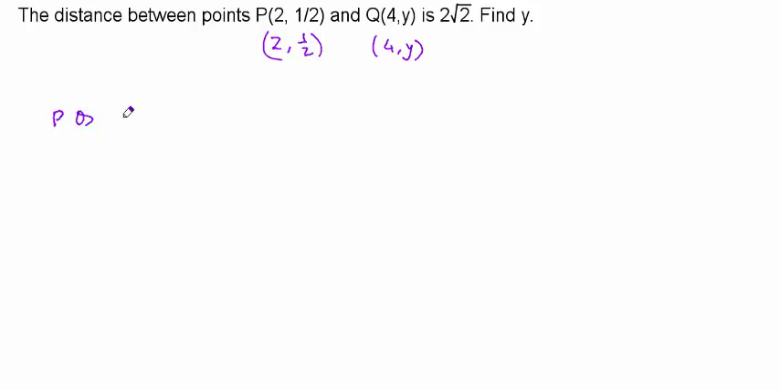PQ is equal to the square root of (x2 minus x1) squared plus (y2 minus y1) squared. So we're going to assume Q is (4, y). So (4 minus 2) squared, plus (y minus 1/2) squared, where y, the y coordinate of Q, is not given; that's the one we need to find out. And PQ is given to be equal to 2 times the square root of 2. So let's replace PQ with 2 times the square root of 2.